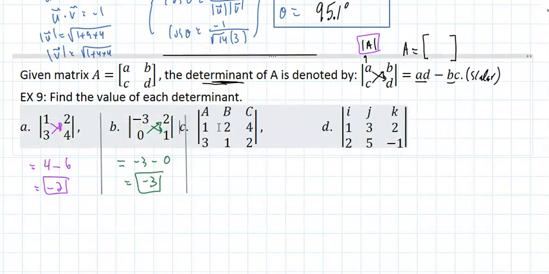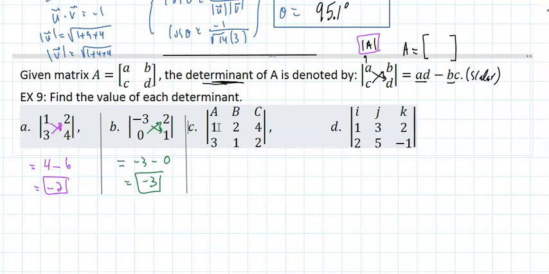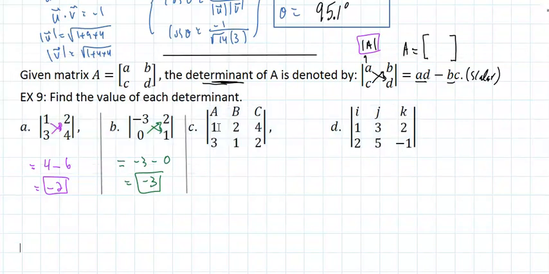Now, if I have a 3 by 3, that's a bit trickier, and this is the part that I need for the next section. For the cross product, I need you to get this part. And this is something you're going to have to do. We're going to pick the first row. And for now, we're just going to memorize this.